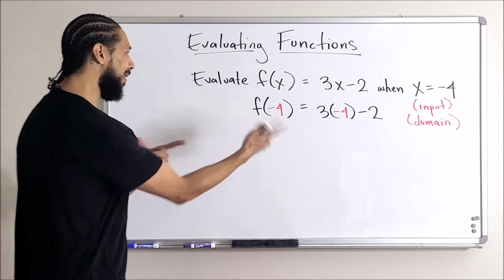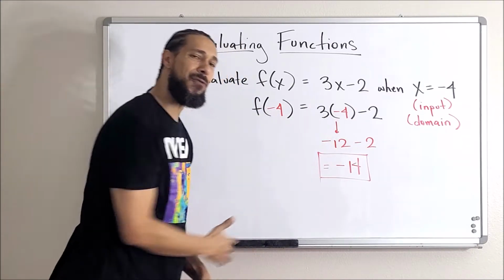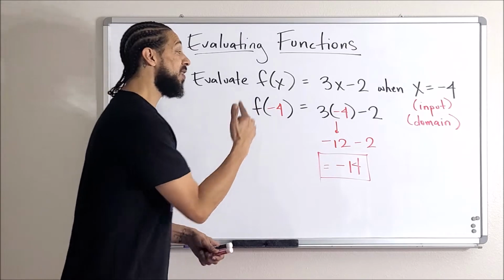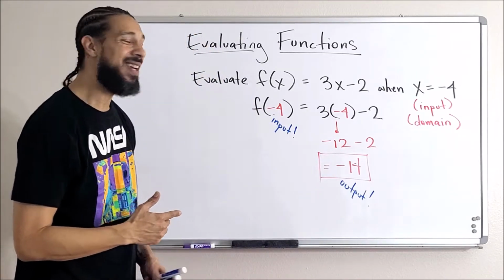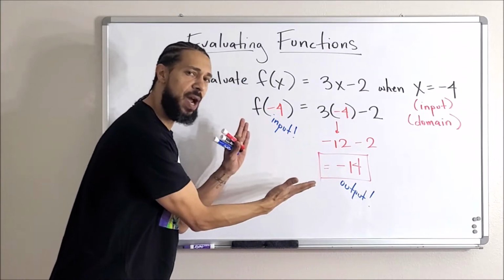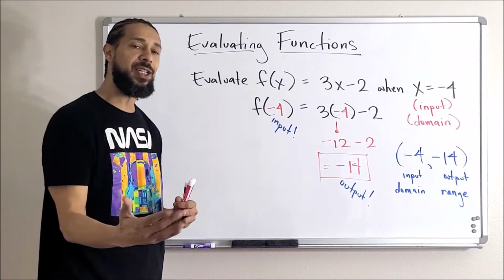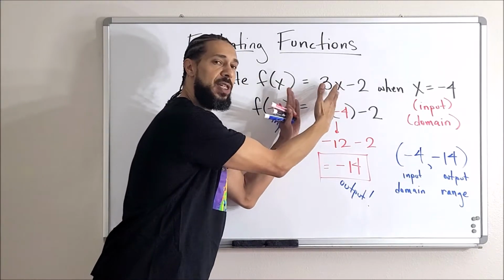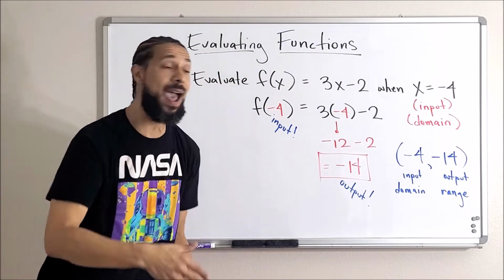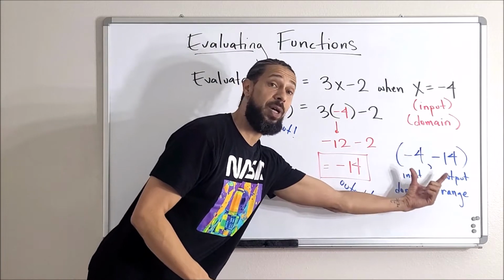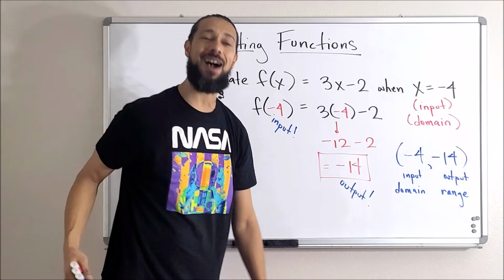Let's do some math. 3 times -4 is -12, and -12 minus 2 is -14. So if this was my input, guess what this is? That's my output. Now don't forget what this combination is. That combination is an ordered pair. That combination is a solution. If I were to graph this line, that combination will be a point on that line. Not only is it all of that, input, output, domain, range, we're going to put all of this together.